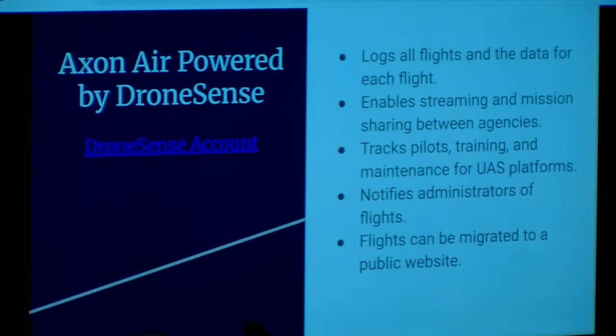So this first slide is just going along with what I started with. The main program logs all the flights and the data for each flight, enables streaming and sharing between agencies, tracks the pilots, their training, and the maintenance for all the UAS platforms, and notifies the administrators of their flights. This is where the flights will be migrated onto a public website, so the public can be aware of all the flights that the DFR program is running. And what information is being collected compared to what information is being shared publicly? I'll show you that here in just a second.